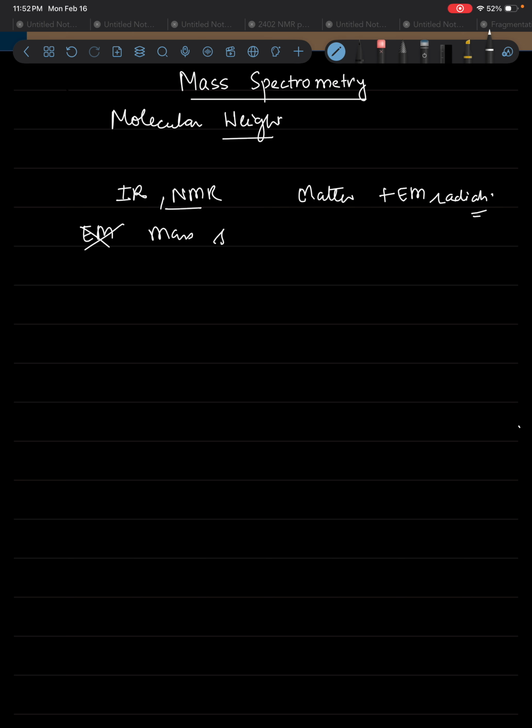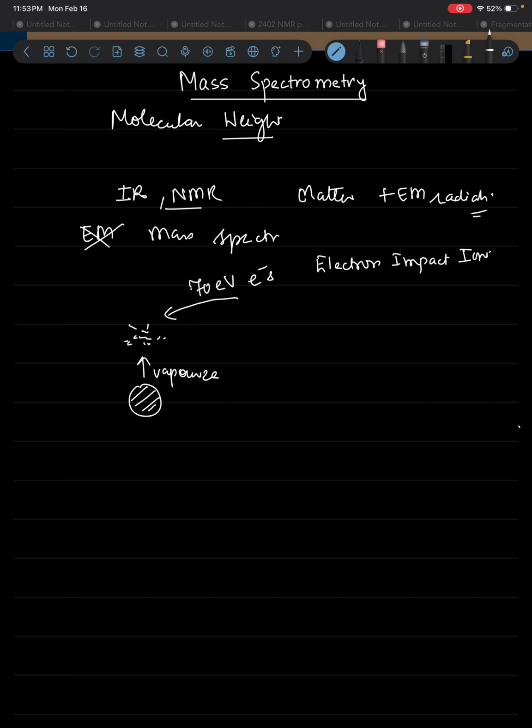right? So what we do in this, suppose we have an organic compound, and we vaporize the organic compound, right? And when it is vaporized, then we bombard a beam of high energy electrons, 170 electron volts. This is called electron impact ionization. We'll see why it is called so.